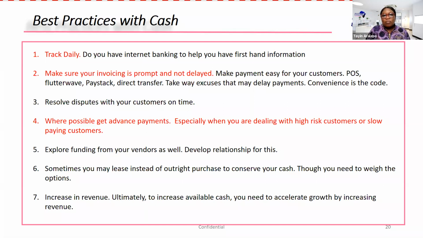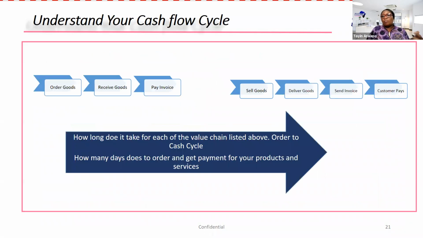Then if there are issues with the customers, resolve them on time. And as much as practicable, you can ask for advance payment, especially when you are dealing with high-risk customers that don't pay on time, right? Then develop relationships with your vendors as well, so that they can trust you and they can give you some leverage, right? Because that will also help you to improve your cash flow. And ultimately, you also need to increase your revenue, because the more your revenue, the higher the collection and the higher the cash that will be available in your business.